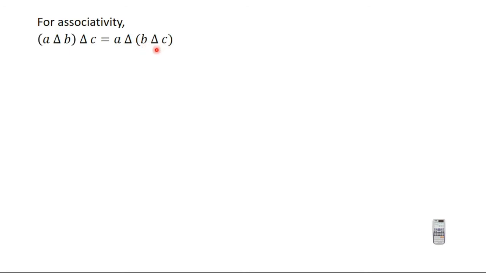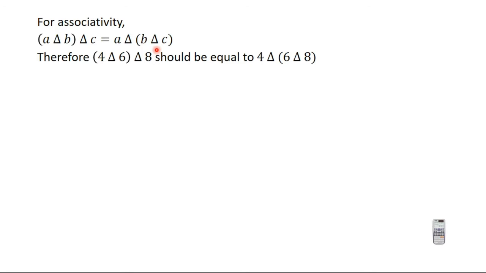So once again, we pick any example. Remember, any example. So I decided to pick 4 delta 6 into bracket delta 8. If delta is associative, then 4 delta 6 delta 8 should be equal to 4 delta into bracket 6 delta 8. Now you can see from here that we just changed the position of the bracket. So in the left hand side, the brackets are with the first two. Then on the right hand side, the brackets are with the last two.